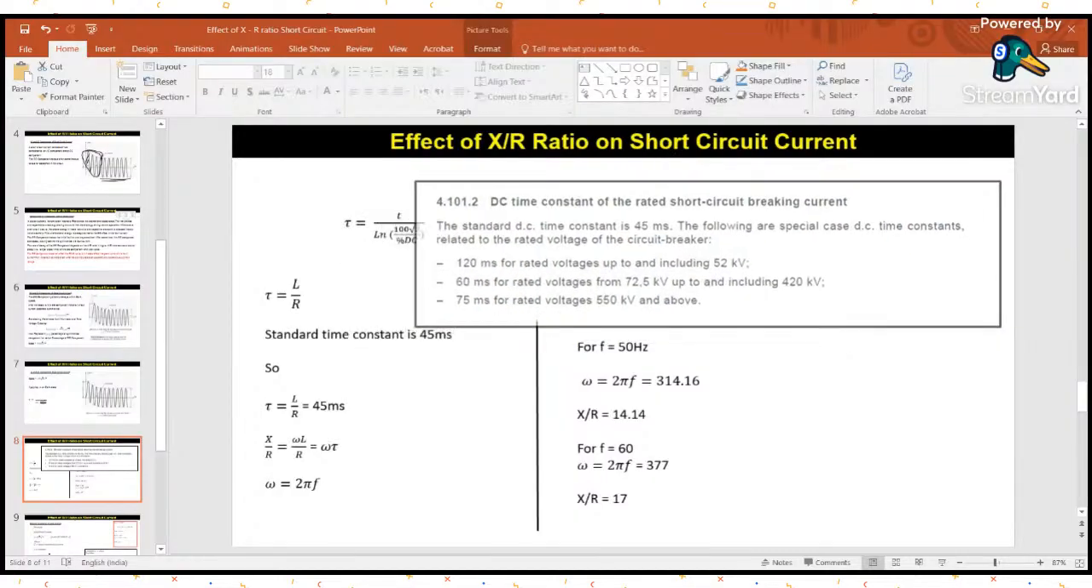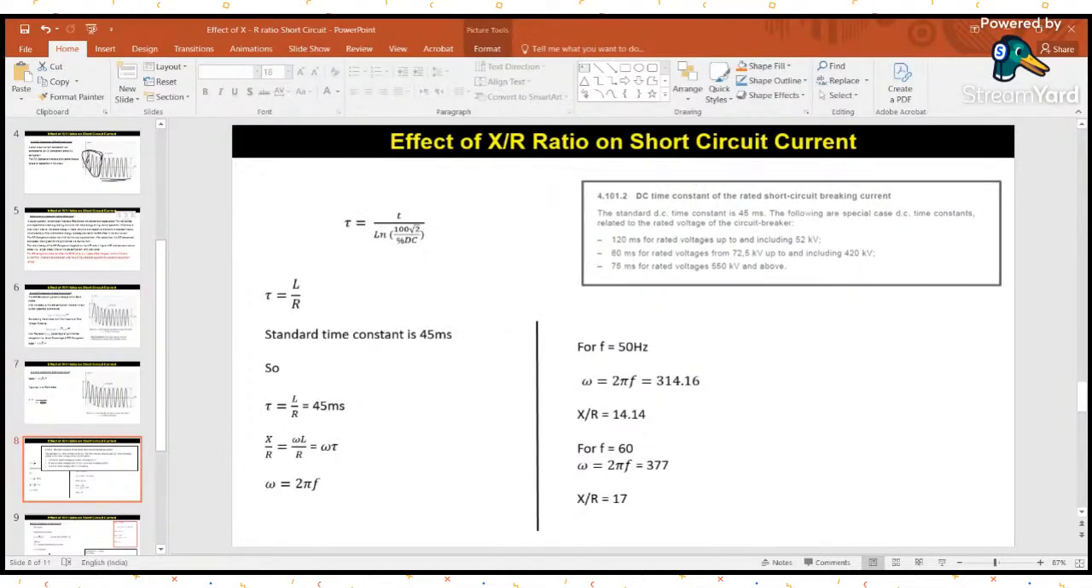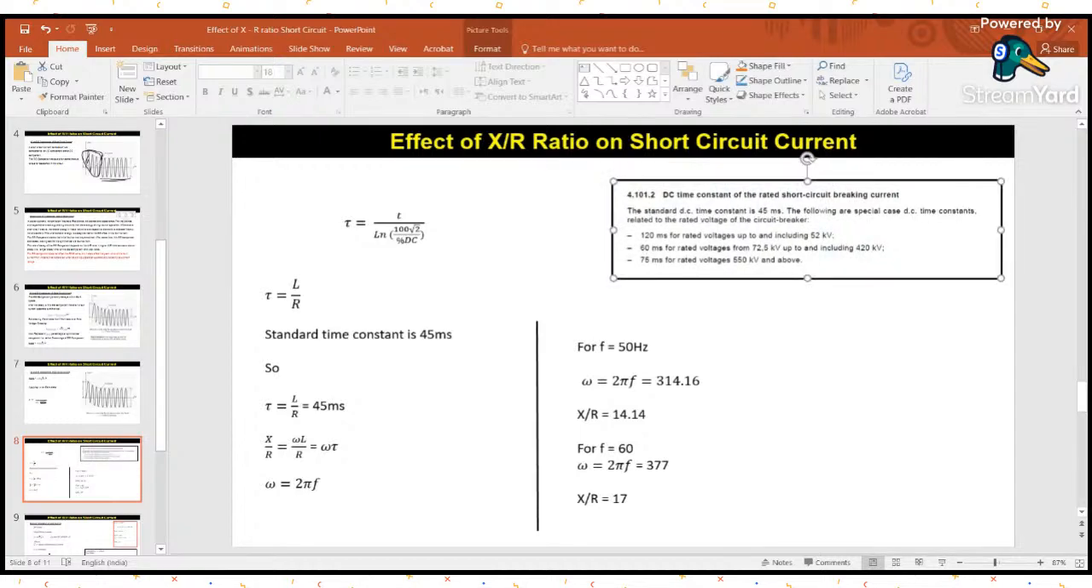Almost 90% of cases have a time constant of 45 milliseconds. But other time constants are also available, 120, 60, 27. They are in special cases. So I have taken 45 milliseconds, which is the standard time constant.